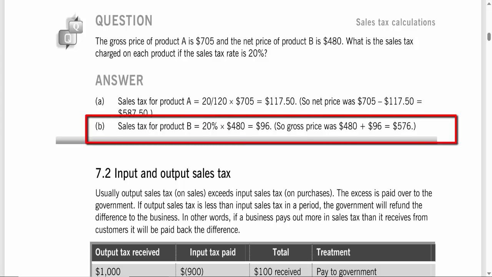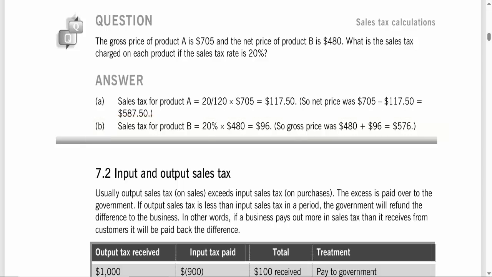2. For product B, we are given the net price for product B, which is $480. To find the sales tax, we take 20% of the net price. Sales tax for product B equals $480 times 20 divided by 100. This gives us $96 as the sales tax. So the gross price, amount including sales tax, of product B is gross price equals net price plus sales tax, which is $480 plus $96, equaling $576.